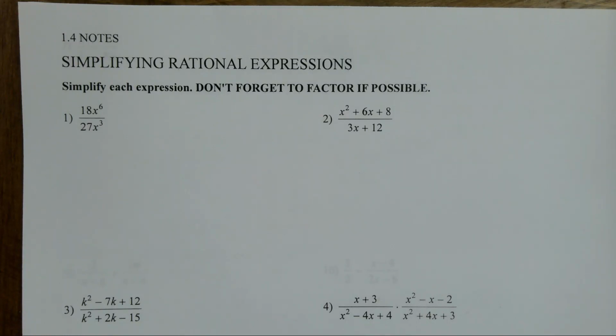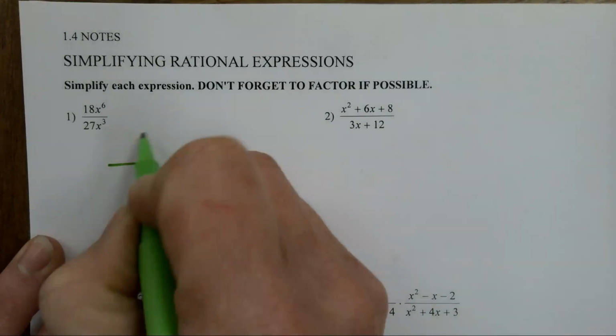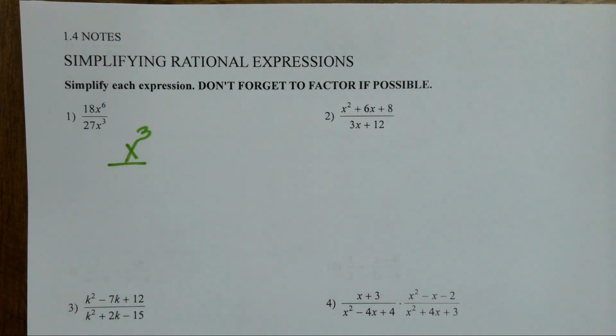If they're just numbers, like 18x to the 6th divided by 27x cubed, those are considered monomials, one term, there's no plus or minus between them, they're all connected, then all we have to do is simplify it like we've been doing our power rules. Where are there more x's and how many more? So that's as simple as 3 more x's on the top.